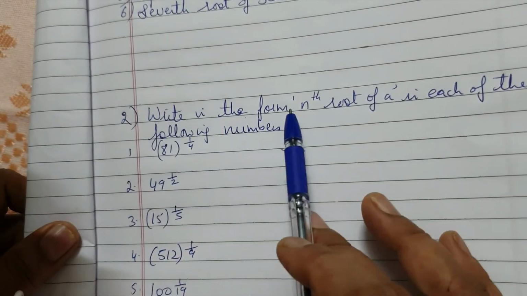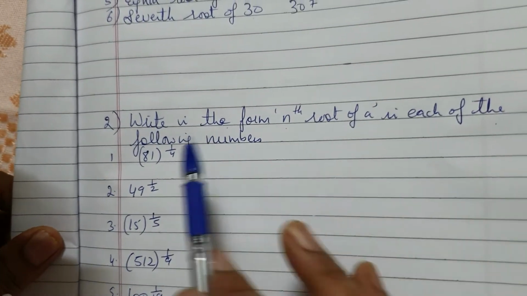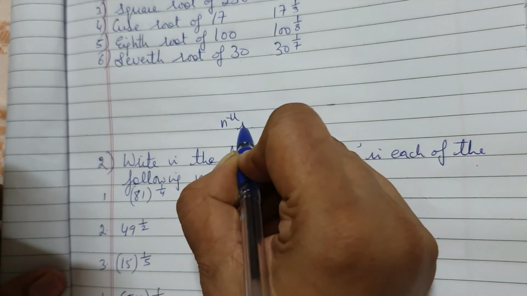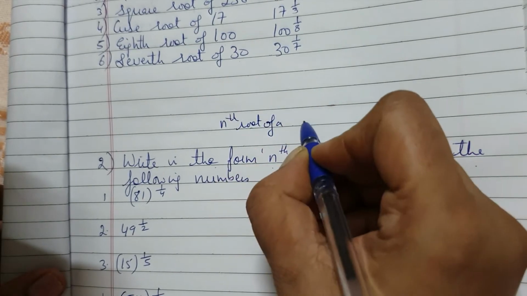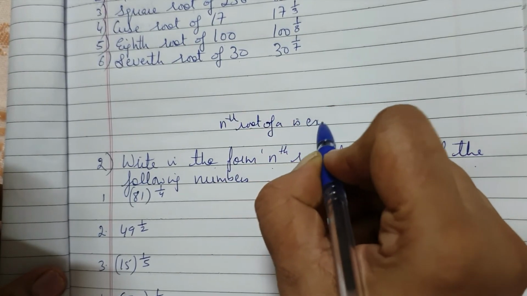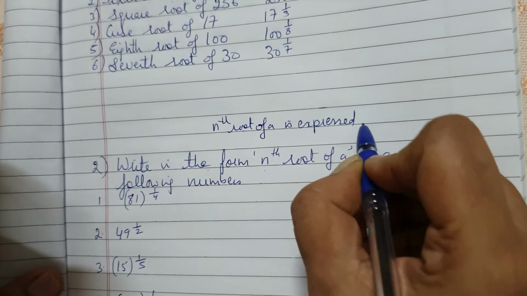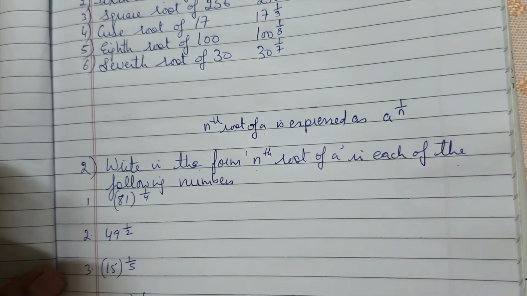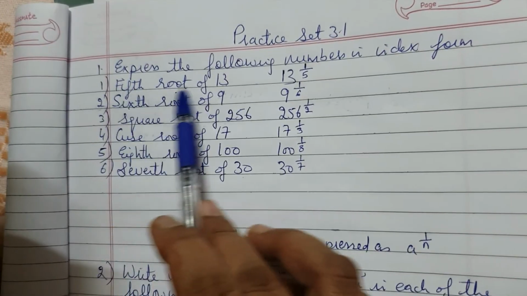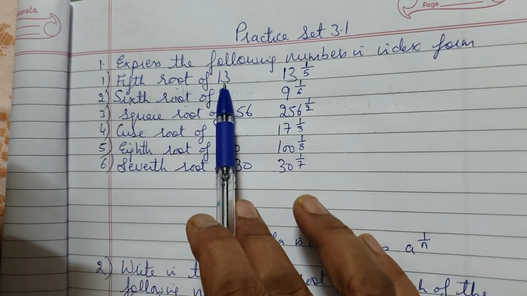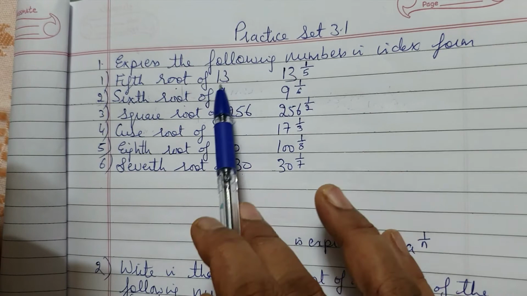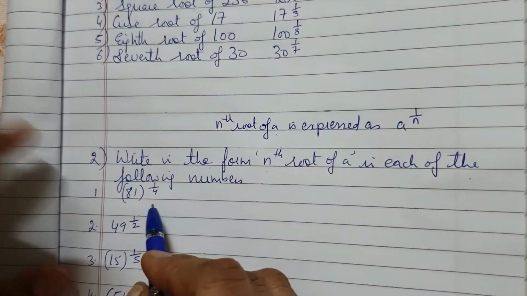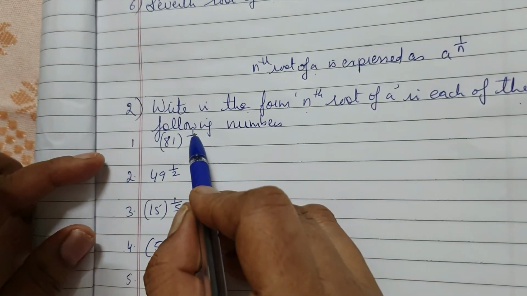Now write in the form of nth root of a each of the following numbers. How are you going to do this? The nth root of a is expressed as a raised to 1 upon n. First we wrote the statement in this form, now we are going to write this thing in this form. So now it is 81 raised to 1 by 4.